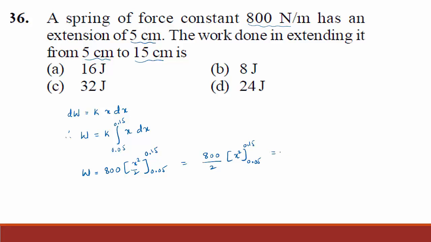800 by 2 gives 400. Now let us apply the limit, upper limit minus lower limit, 0.15 square minus 0.05 square. So the final answer we can get 400 into 0.2 into 0.1, that gives 8 joules. The work done in extending from 5 cm to 15 cm is 8 joule.